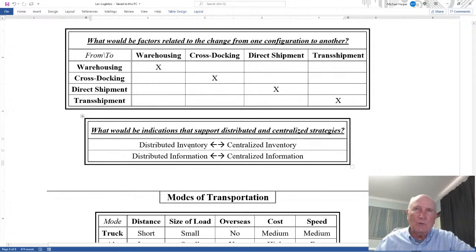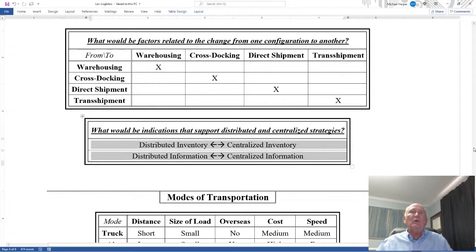And so, what would be indications that would support distributed versus centralized strategies, whether it be inventory or information or a combination thereof? Okay, so this again depends on the application, the industry, the company, the business model that company has, and also the objectives and the development of their supply chain.